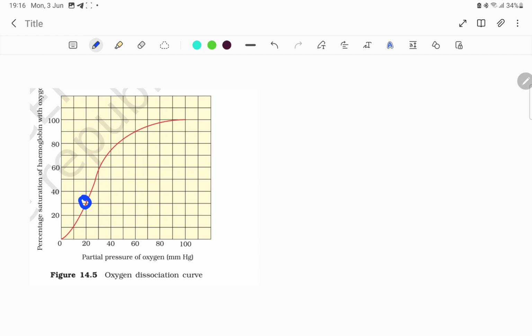So what is the pressure at which the hemoglobin is 50% saturated with oxygen? It is here. The point at which 50% of hemoglobin is saturated with oxygen is this point, isn't it? So we'll draw the line here. This is called P50. P50 is the pressure at which 50% of hemoglobin is saturated with oxygen. P50 corresponds to 28 millimeters of mercury.